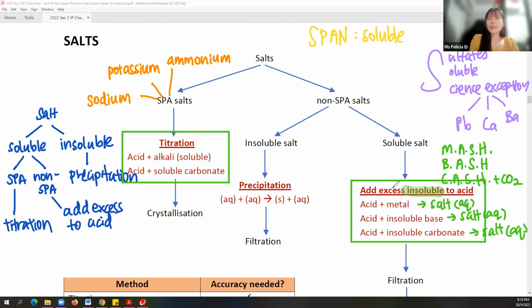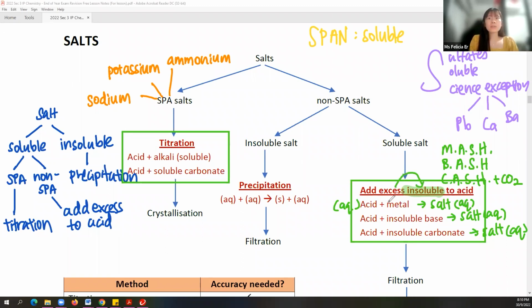So if you go and add excess acid, acid is also aqueous, right? If you have two things that are aqueous, that means I add excess acid, which is aqueous, and then my salt is also aqueous. Then how can I get my pure salt? My salt will be acidified, right? There will be acid impurities. That's why you cannot add excess acid. It should be excess insoluble instead.